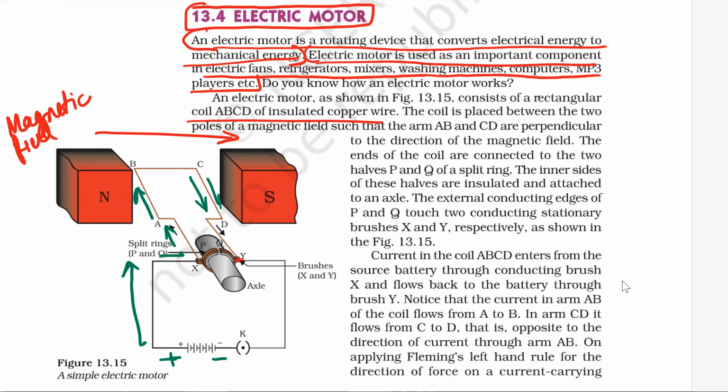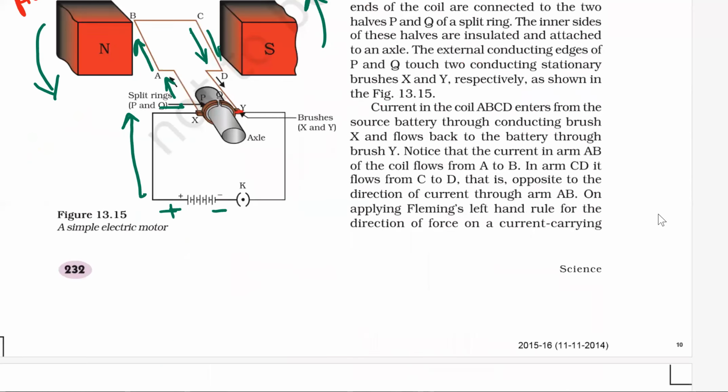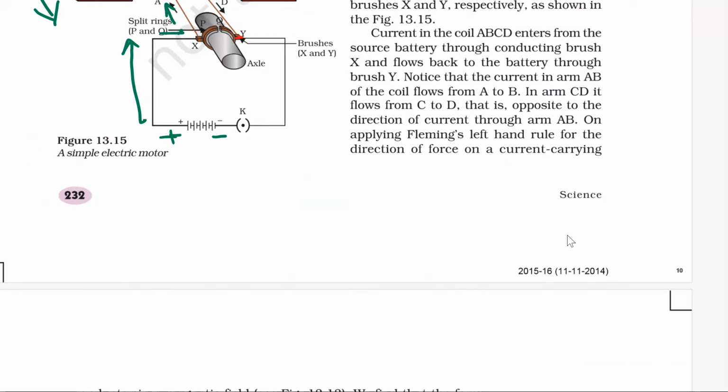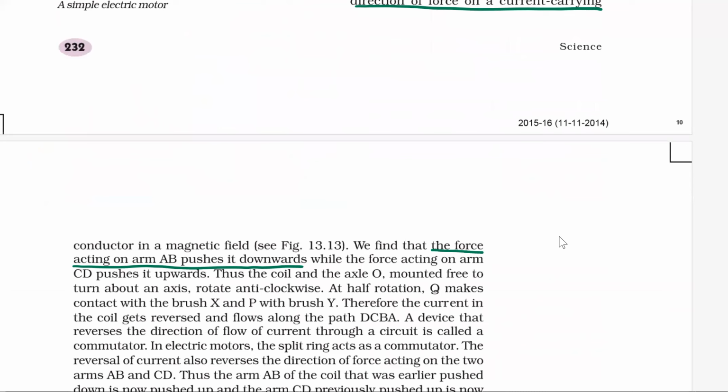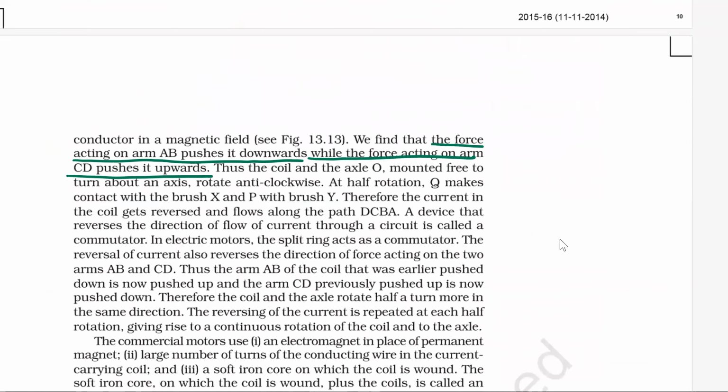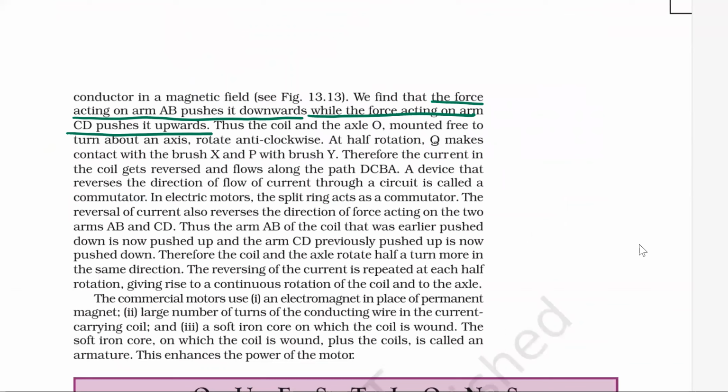And the direction of magnetic field is this. So how is the thumb pointing now? It is pointing upward. So AB will be moving downward and CD will be moving upward. On applying Fleming's left hand rule for the direction of force on a current carrying conductor in the magnetic field, we find that the force acting on arm AB pushes it downward while the force acting on arm CD pushes it upward. Thus the coil and axle, mounted free to turn about an axis, rotate anti-clockwise.